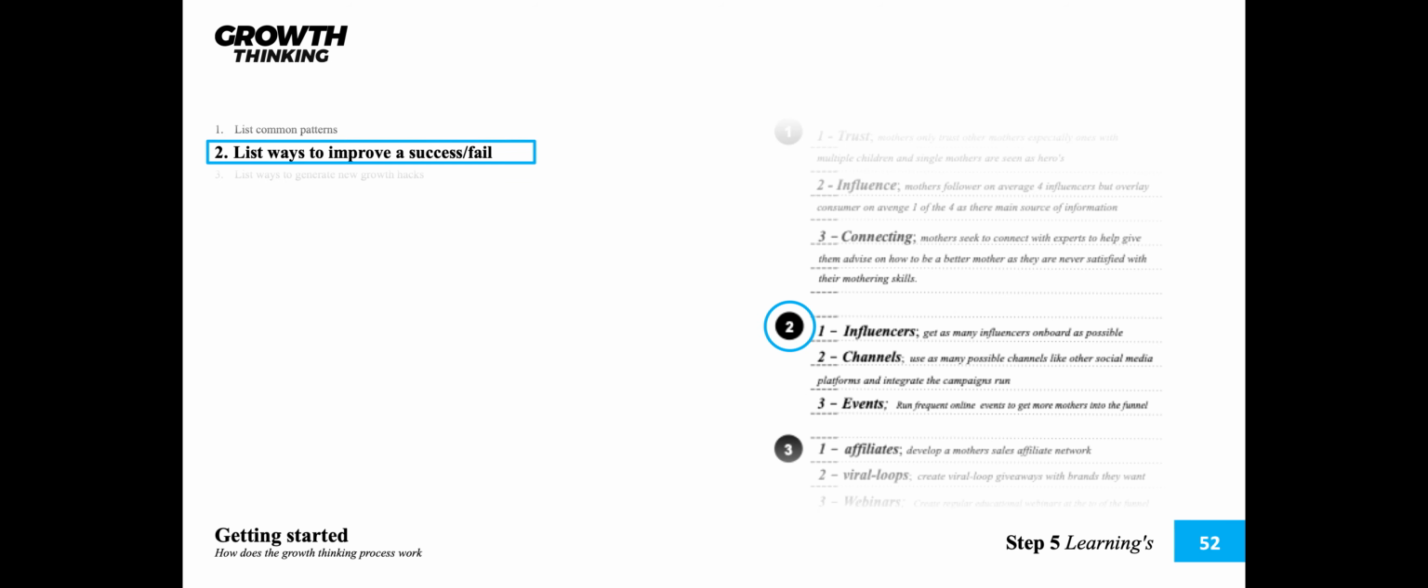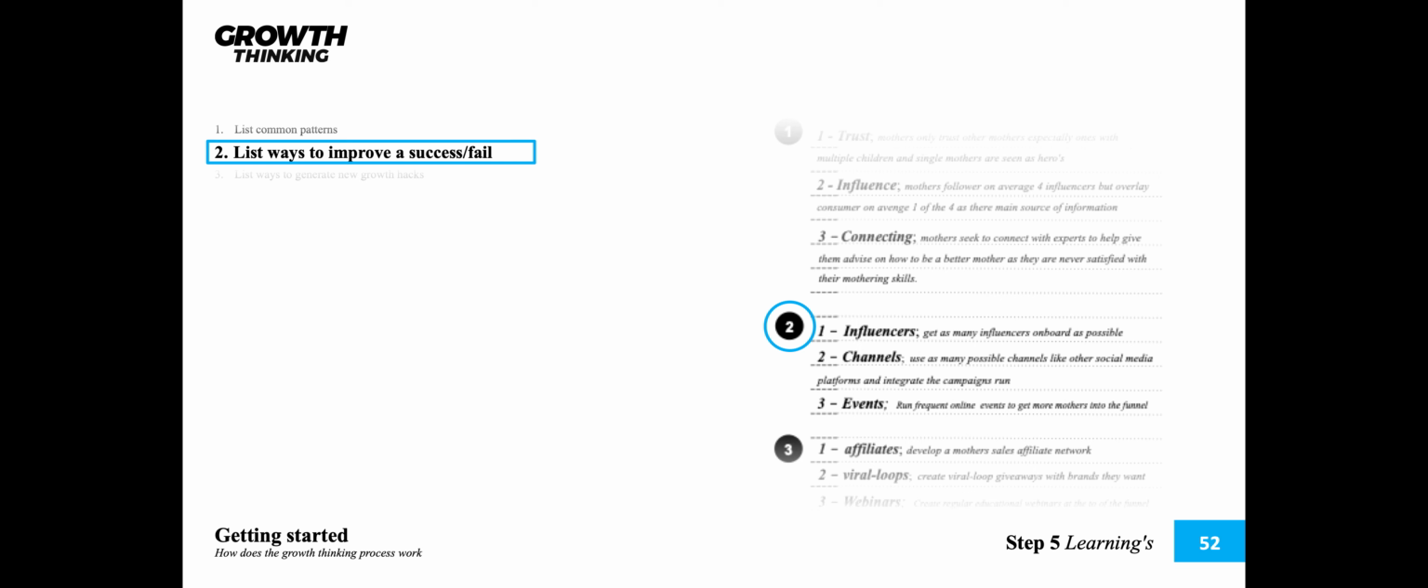Then you look at listing ways to improve that success or failure. So here we are, we found all these commonalities, and what we're looking at is how do I take this and actually improve it? What can I do with it? Do I have to add something to it? Do I have to remove something from it? Do I have to reduce something from it? Or do I need to optimize it, right?